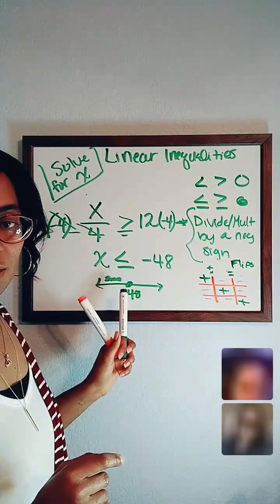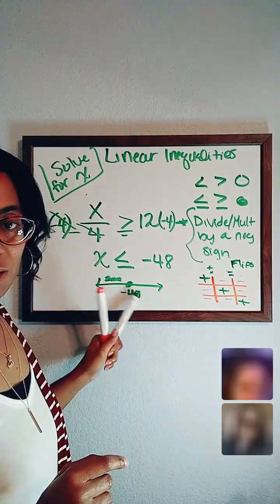Everybody all right? You have to get the x by itself. I think it's because it's a fraction.